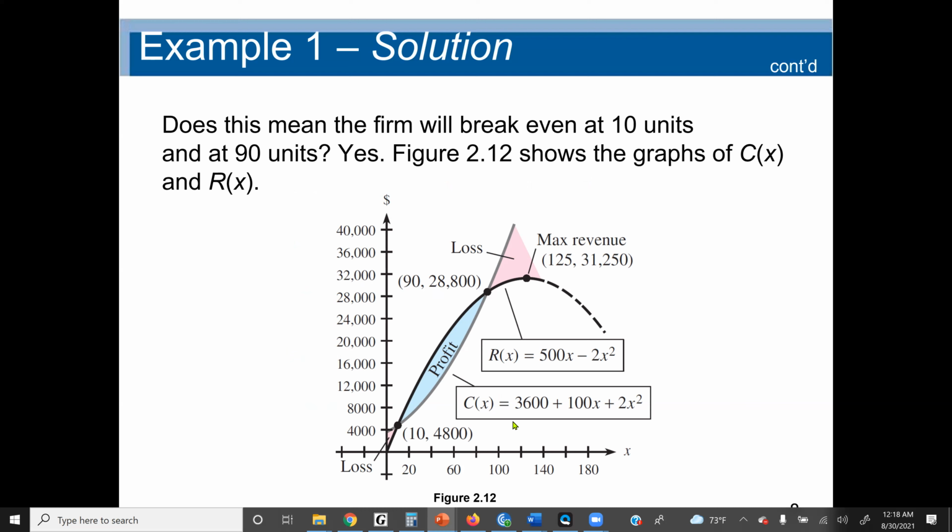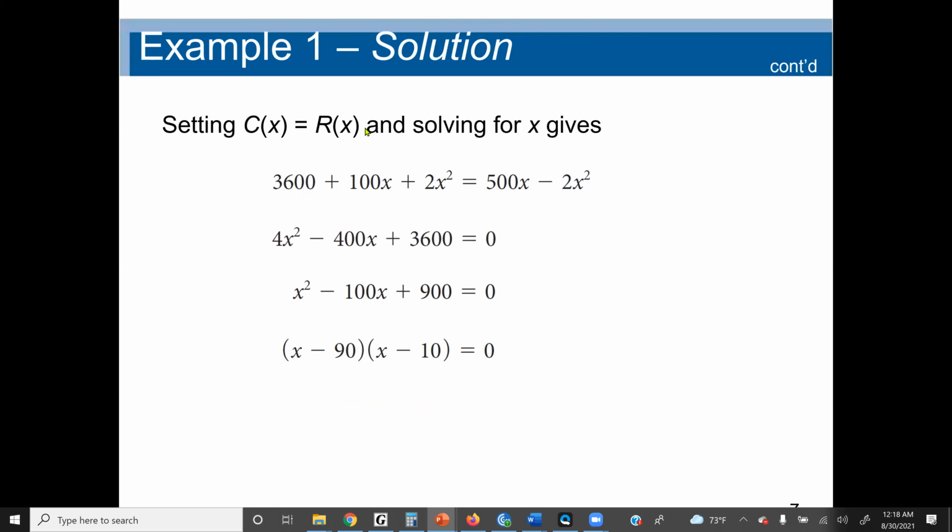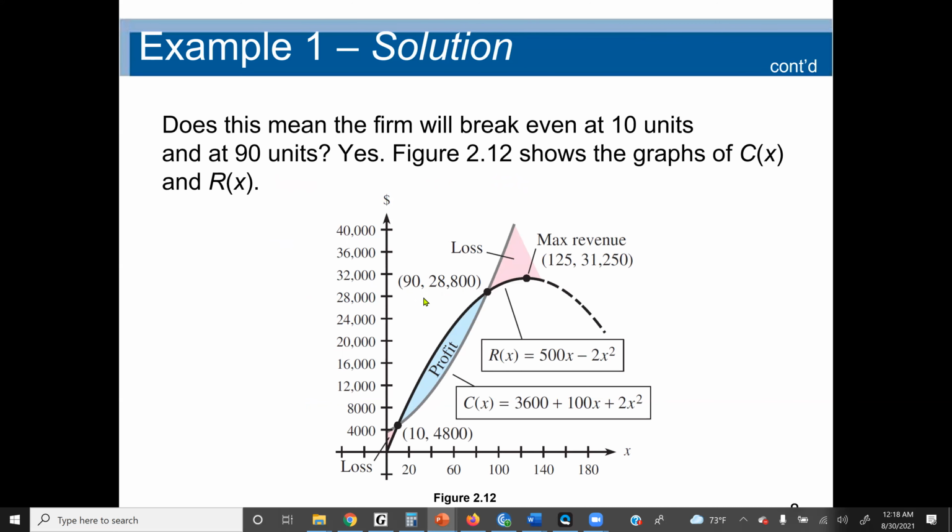What is there is that after we find the value, let's go back. After we find the value of x, we can go back to the original function, and we can find the cost C at x and R at x. We can find the revenue generated and also the total cost generated. We substitute the x, and that's what we did here. We have 90. When you use 90 to substitute in the original function, we get 28,800.